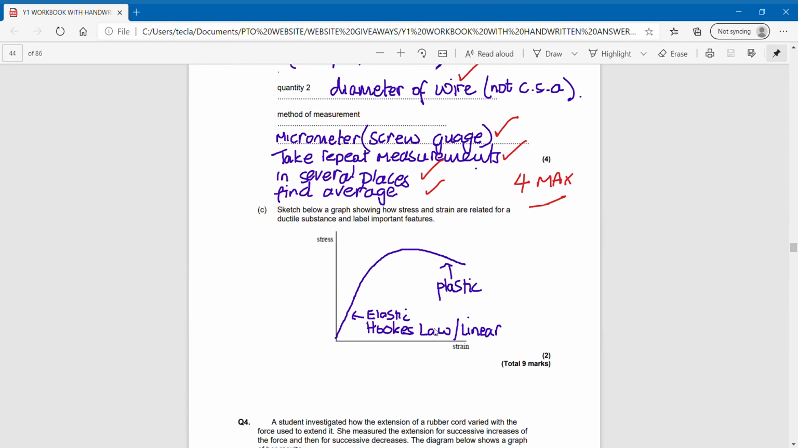For part C, sketch below a graph showing how the stress and strain are related for a ductile substance and label the important features. So we know initially we've got a straight line here. We can just say that that's linear, or we could call it elastic in that section. This is where Hooke's law is obeyed, so any of these things would get you that mark. And then this section is where the material is undergoing plastic deformation or exhibiting plastic behaviour. So we'd label that section plastic. These are the 2 things that you need to label.